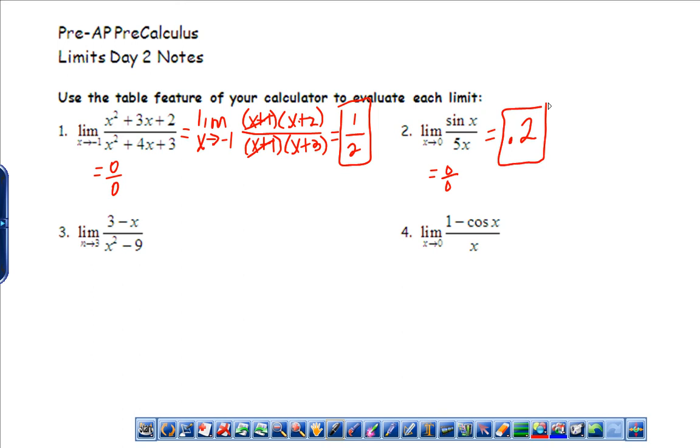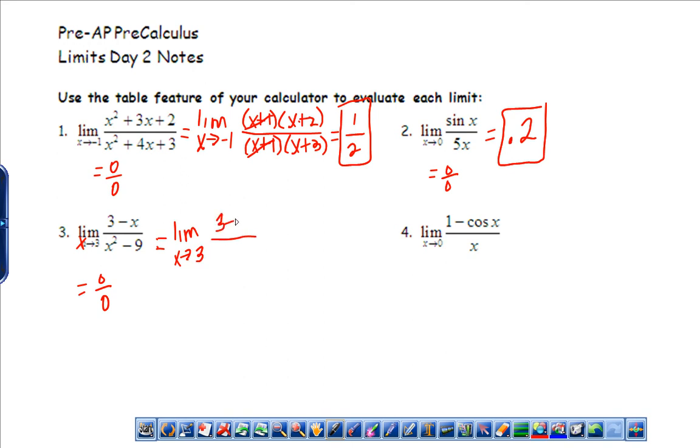Do you think we could do number 3 without the calculator? Well, sure. If I plug in 3, I get 0 over 0. But if I factor, I get the limit as x approaches 3. And I realize that that says n. It looks like it says n on this one. Maybe I corrected that and it's corrected on yours. I'm hoping. Correct it if it's not, though.